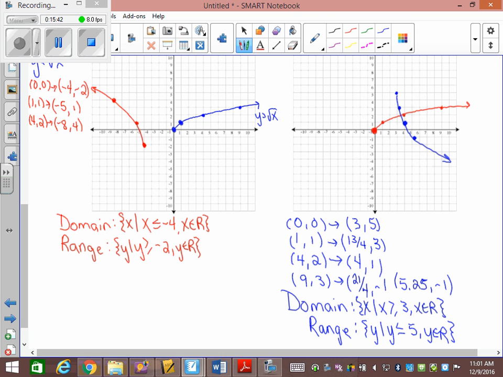Did you notice that these are based on just the translations? Right? I moved 3 to the right, I moved 5, because the initial stretches and reflections don't change that 0, 0, right? So your domain and range are completely based on your vertical translation and horizontal translation.